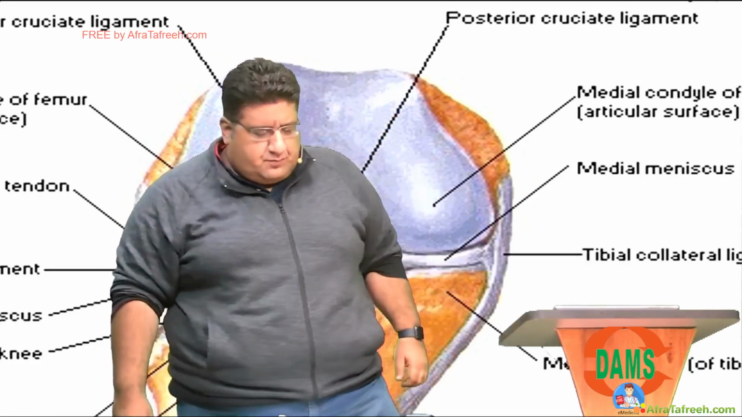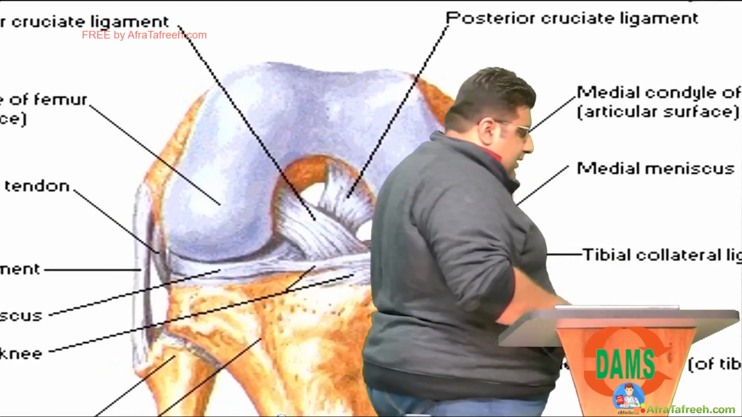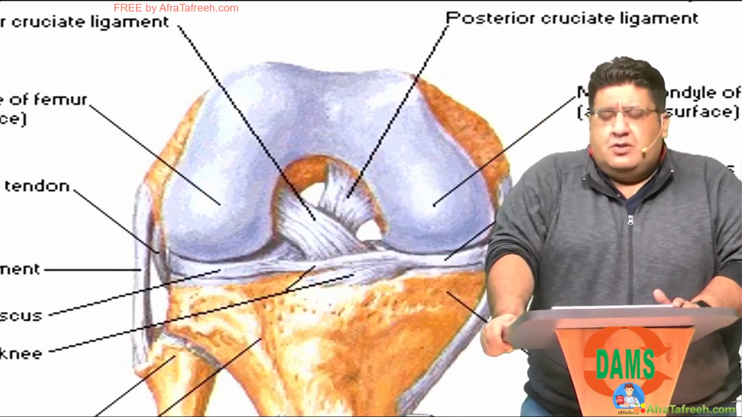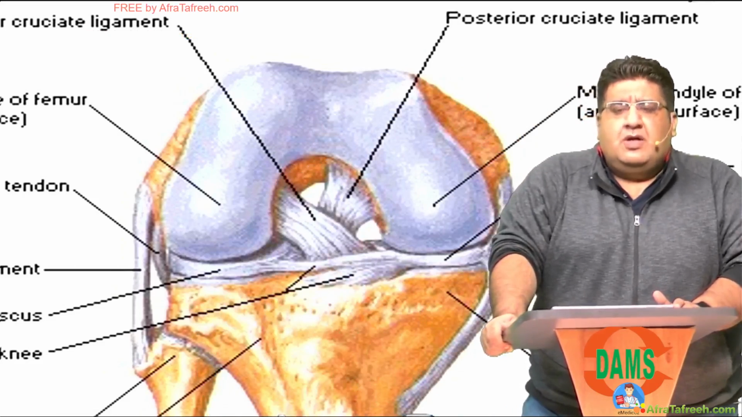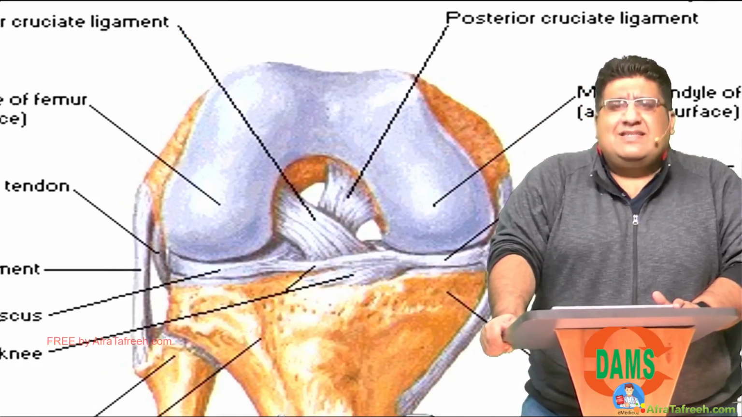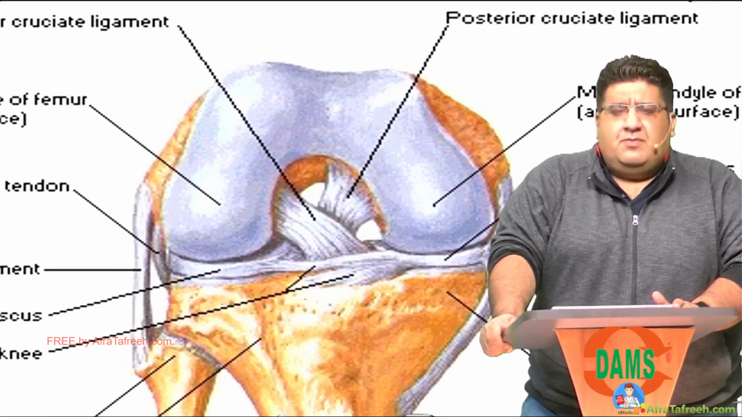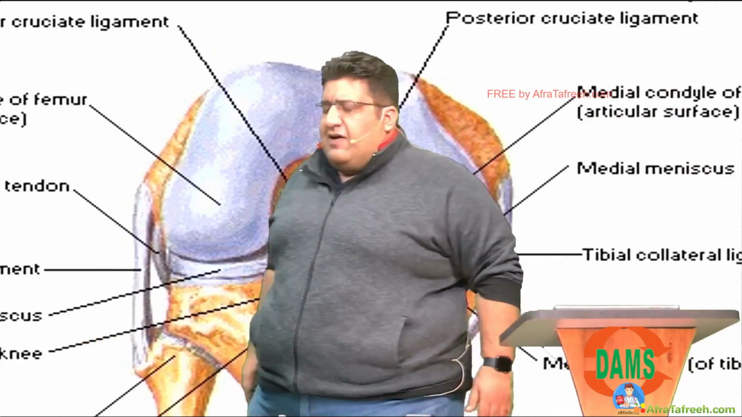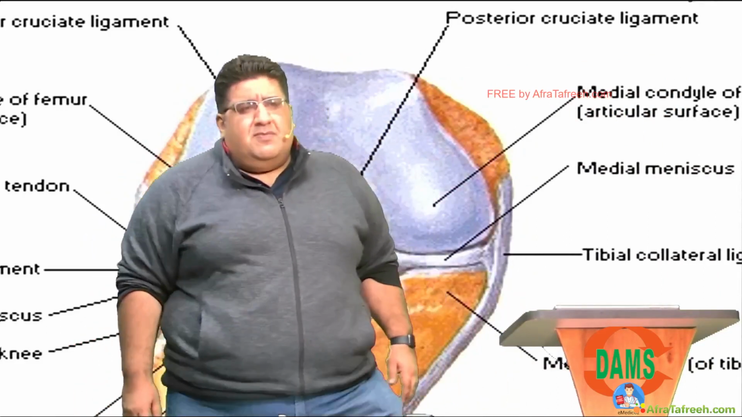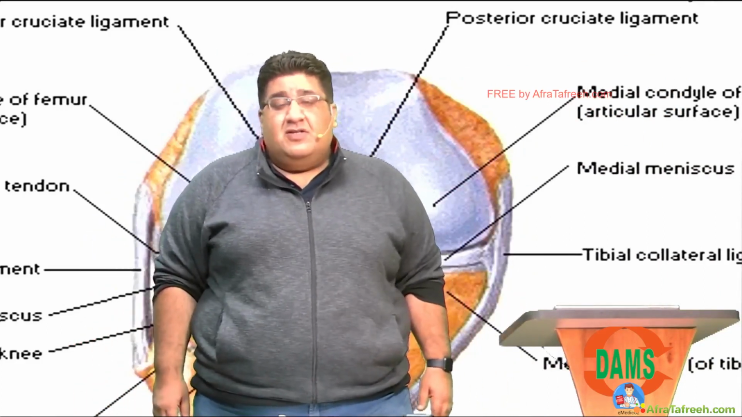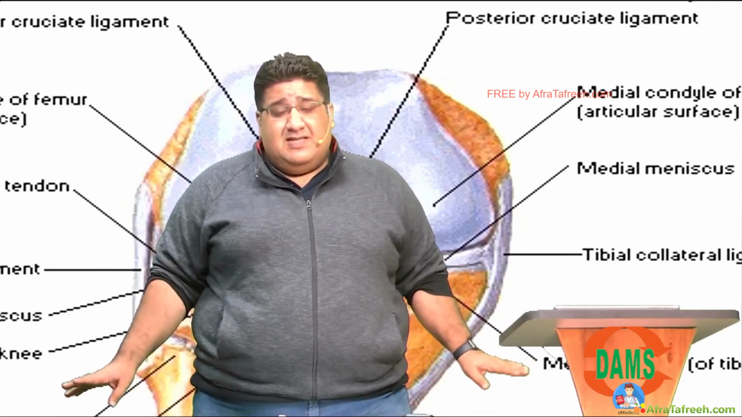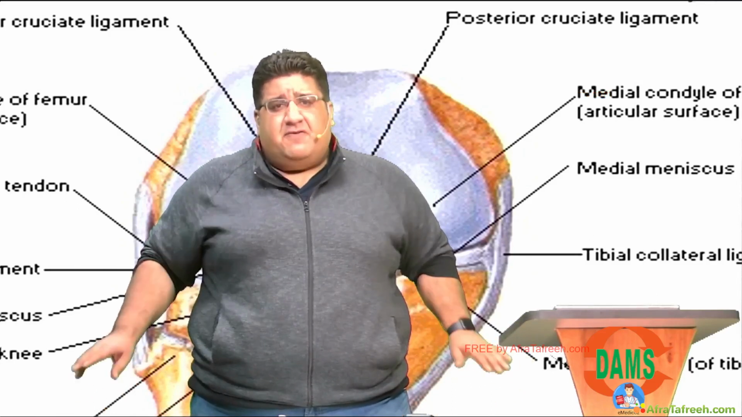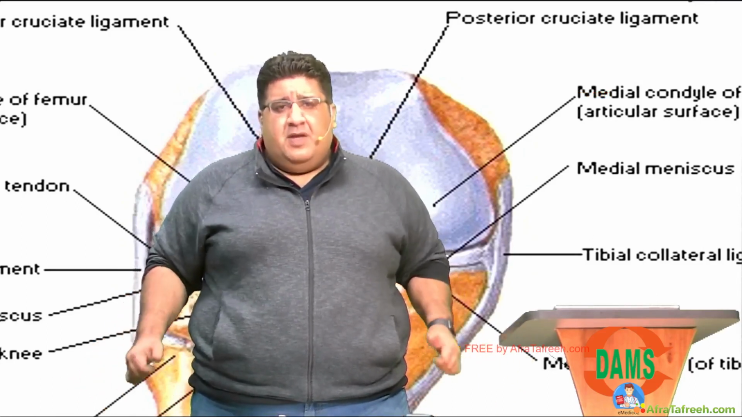So technically, if I may say, listen to me carefully. The job of PCL is to ensure that there is no excess posterior sagging of tibia with respect to femur. So technically, we have concluded till now 6 similarities and 5 differences. We are supposed to read 6 similarities and 6 differences. But we have discussed 6 similarities and 5 differences. Let me just explain them again.